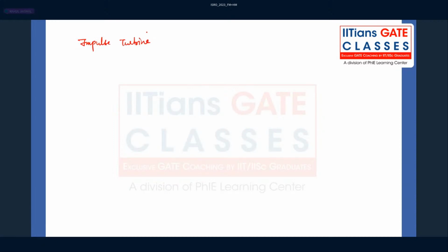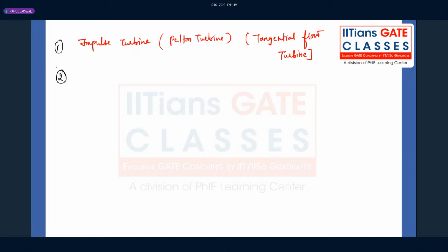Now, here we can classify impulse turbine, note down, impulse turbine, purely on the basis of the forces that are going to be produced. Impulse turbine, we also call Pelton turbine. We also call it tangential flow turbine. Impulse turbine, Pelton turbine, tangential flow turbine. That is the meaning of this. Now, the second type of turbine we have is the impulse reaction turbine. What is that?